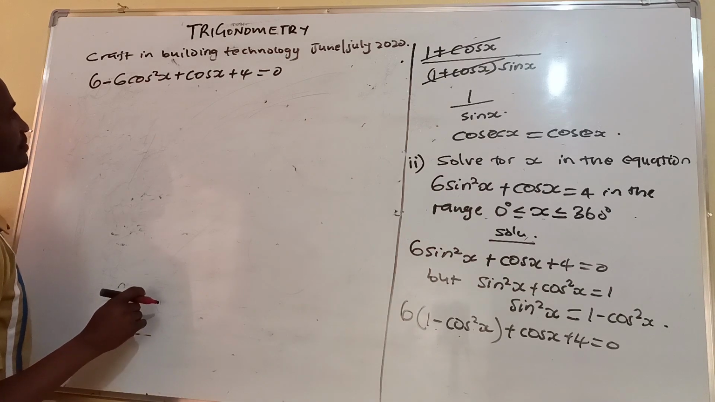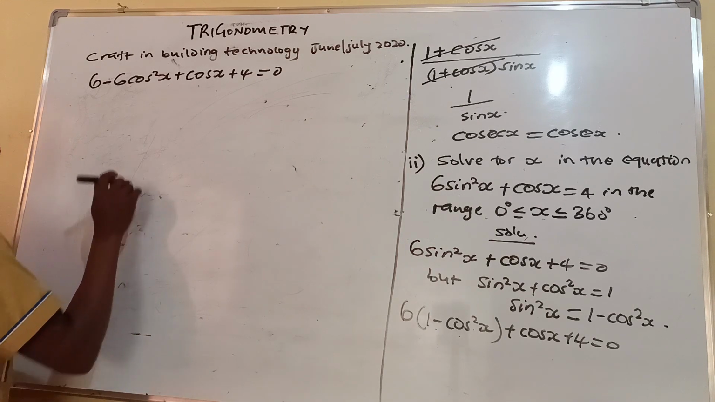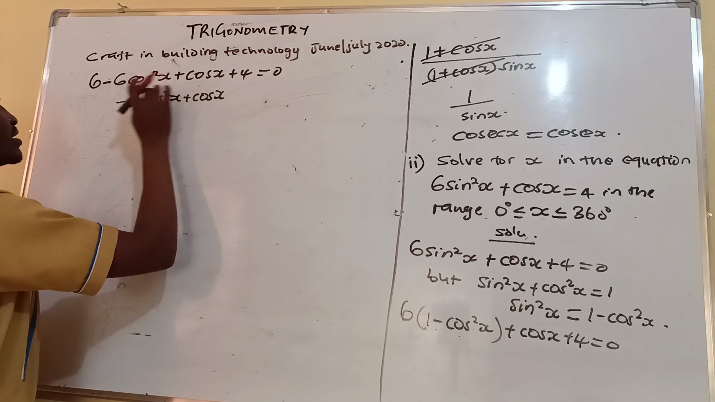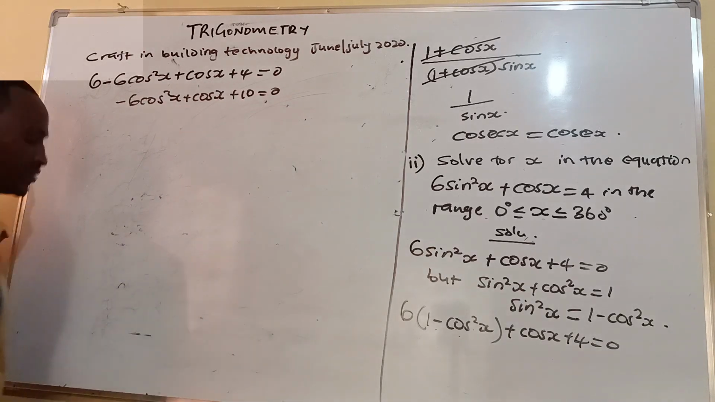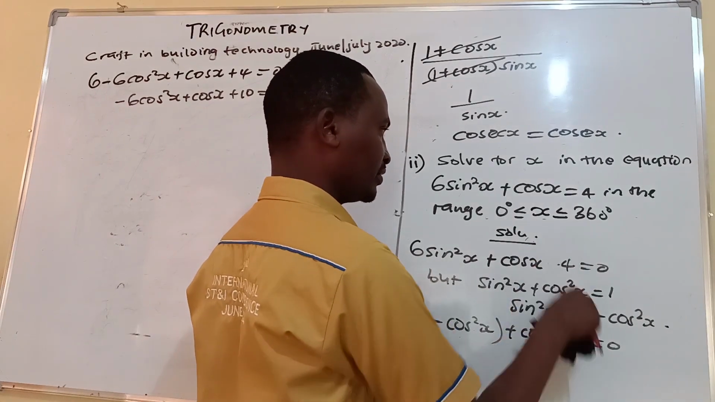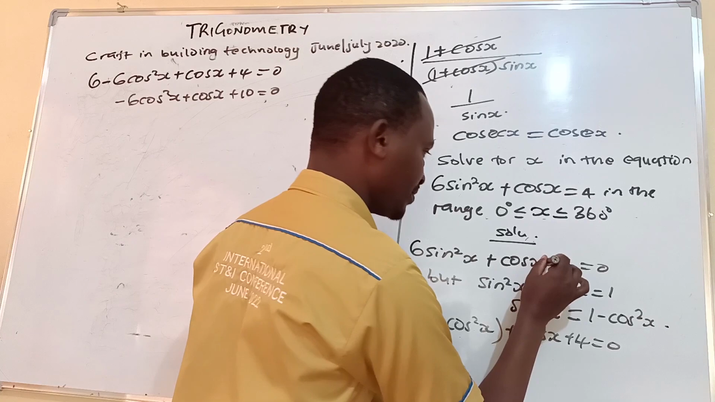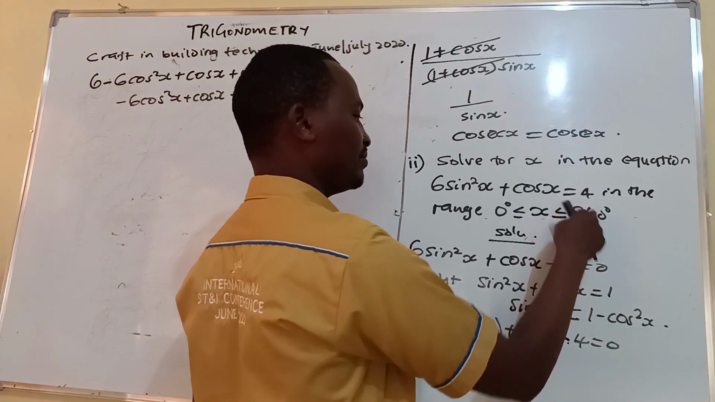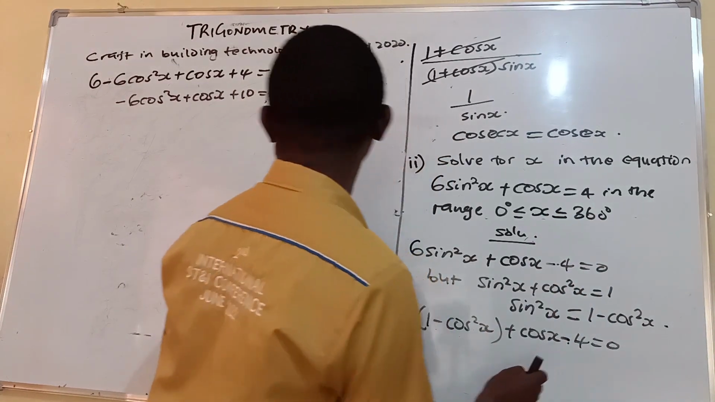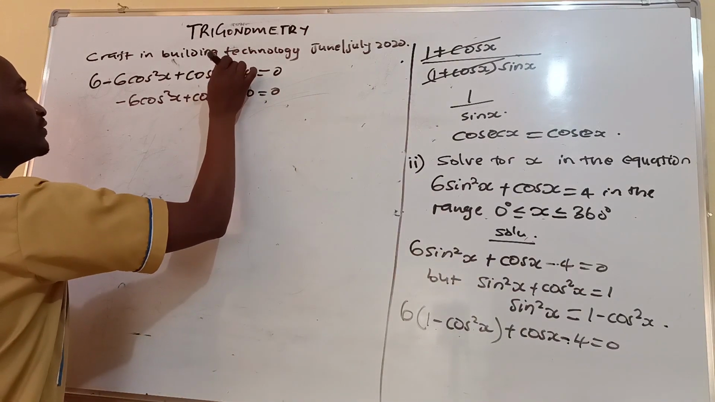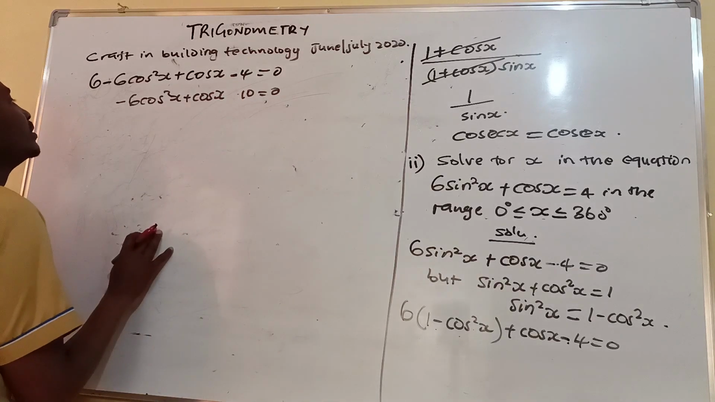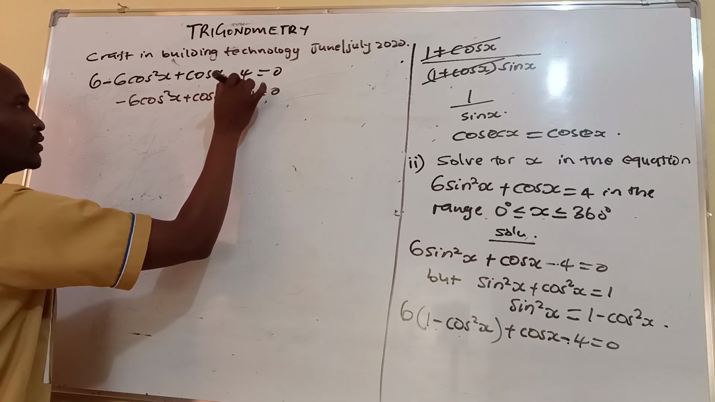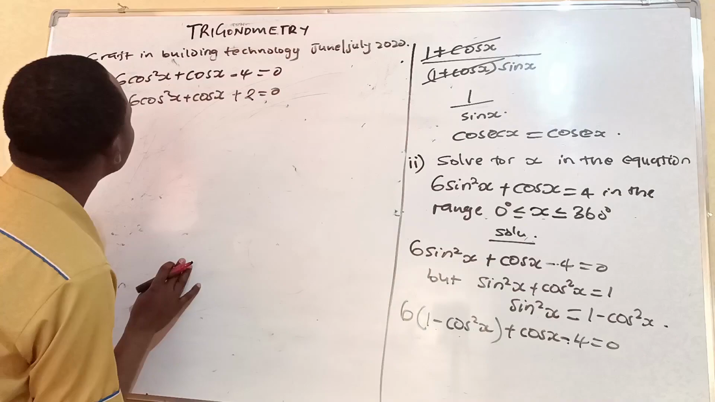Let us first of all combine the terms. We will have negative 6 cos squared x plus cosine of x, this will be negative 4, not 4. Bring the 4 to the other side of the equation, it will be negative 4. Because it's positive here, bring it to the other side of the equation to be negative value. So that this is negative 4 and this will be positive 6 and negative 4, this will be positive 2, not 10, is equal to 0.